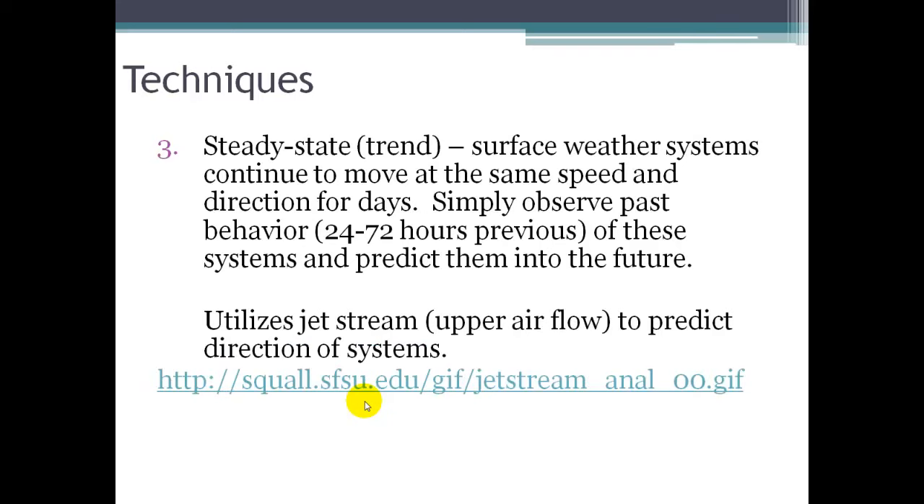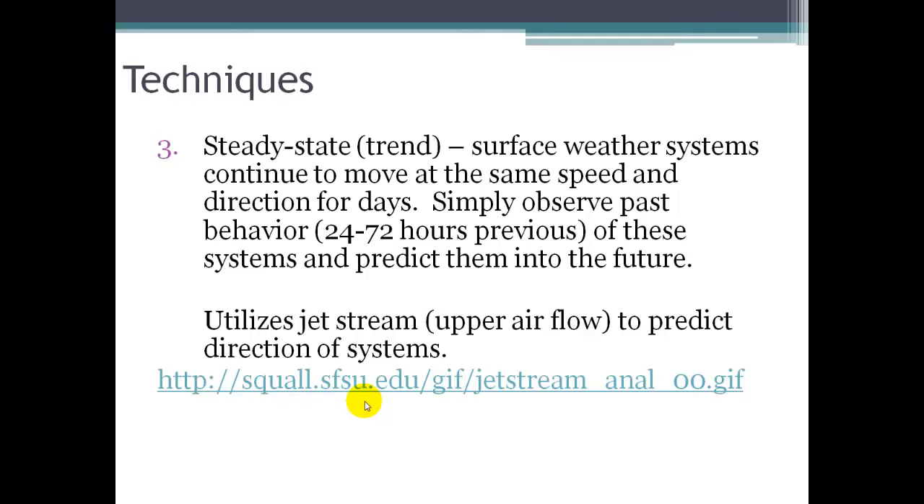And then the third one I'll talk about here is called the steady state forecasting technique. It's good for analyzing trends, and this technique basically says that surface weather systems continue to move at about the same speed and direction for several days. So if you observe the past behavior for, say, a low pressure system over the past day to 3 days, then it's easier to predict what that system is going to do for the next day or two, and you can predict weather from that.